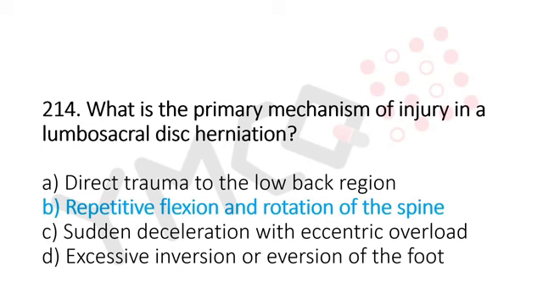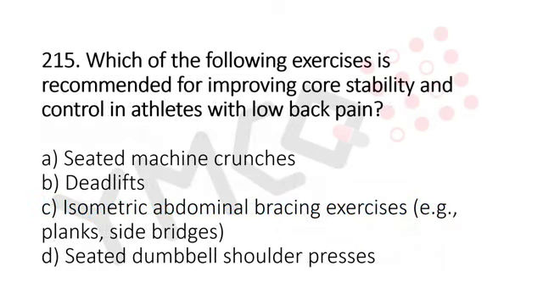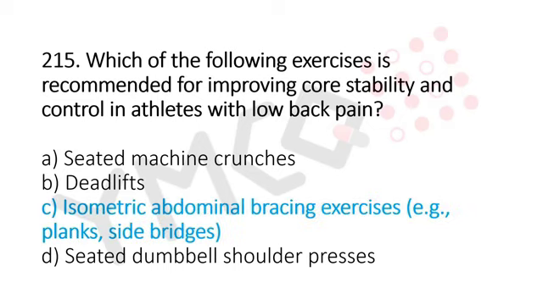Now let's move to question number 215. Which of the following exercise is recommended for improving core stability and control in athletes with low back pain? Option A, seated machine crunches. Option B, deadlifts. Option C, isometric abdominal bracing exercises. Option D, seated dumbbell shoulder press. And the answer is option C, isometric abdominal bracing exercises.